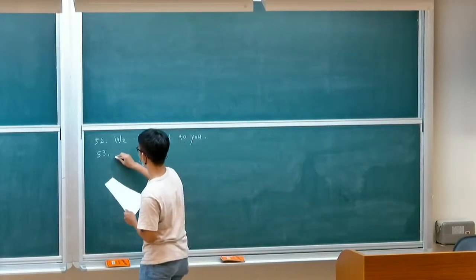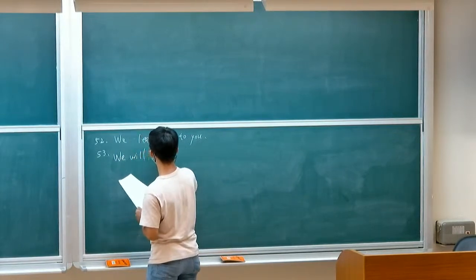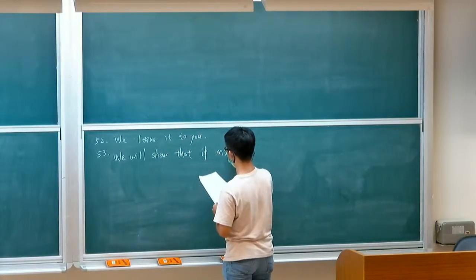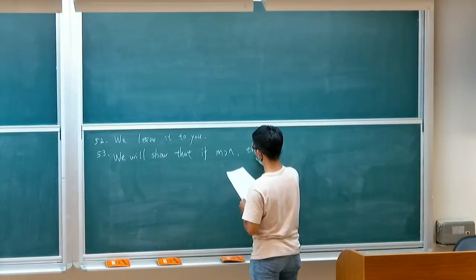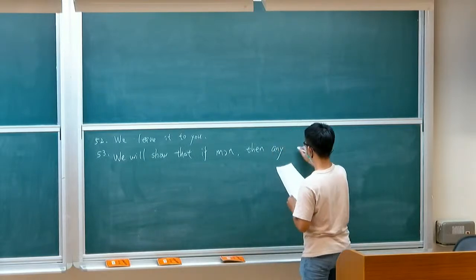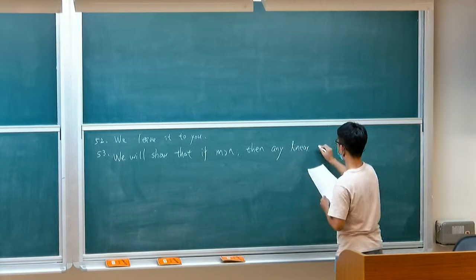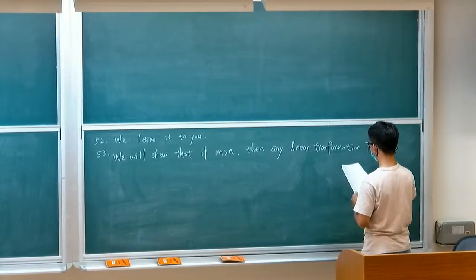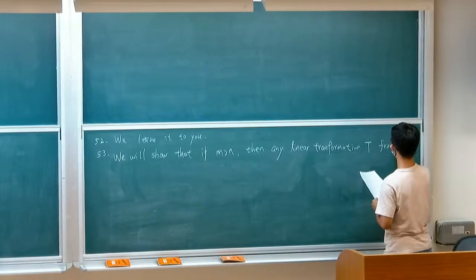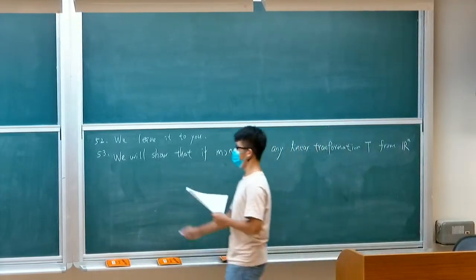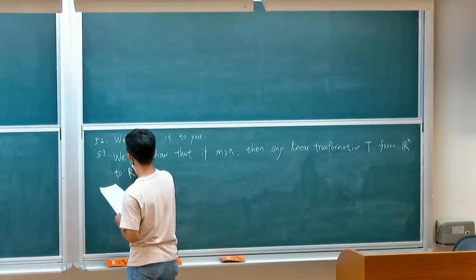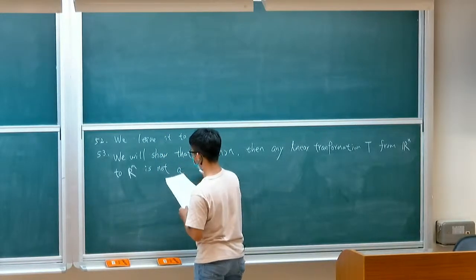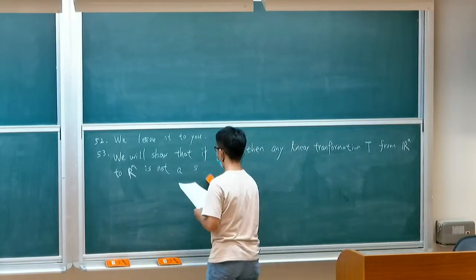So here we'll show that if m is larger than n, then any linear transformation T from Rn to Rm is not a surjective mapping.